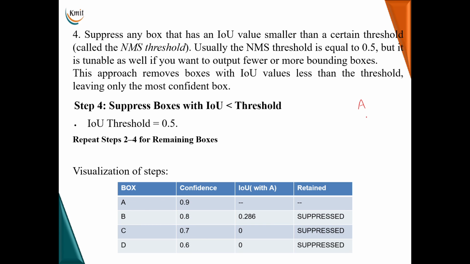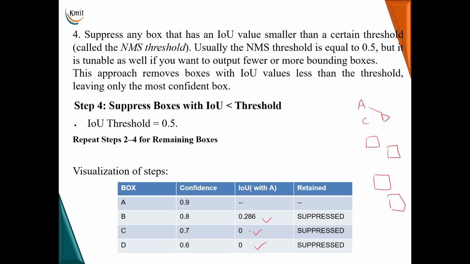Similarly, we will calculate the overlap of A with respect to C and the overlap of A with respect to D, and you get all these values. Now what does 0, 0 mean? There is no overlap between A and C. There is no overlap between A and D.